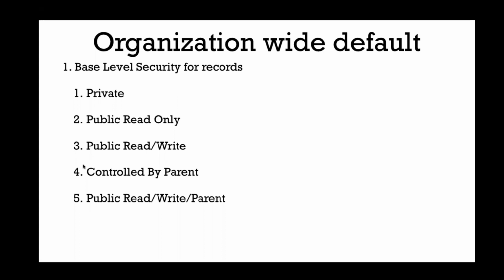That means whatever access we have at a parent object, which is invoice in our case, the same access will be inherited by the child object, that is invoice line item.